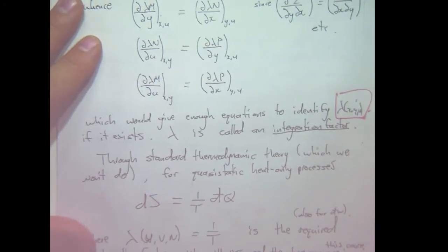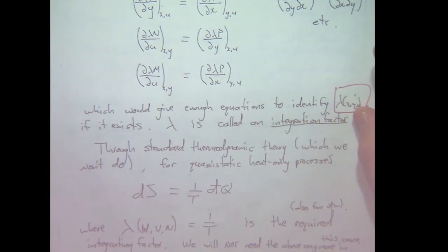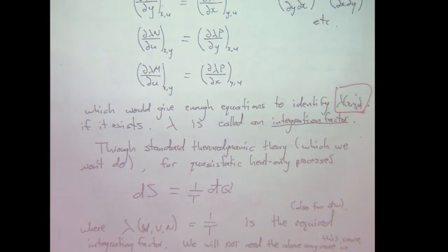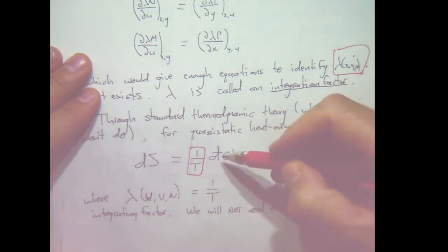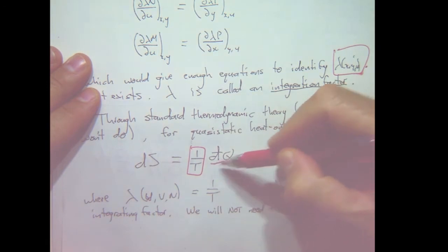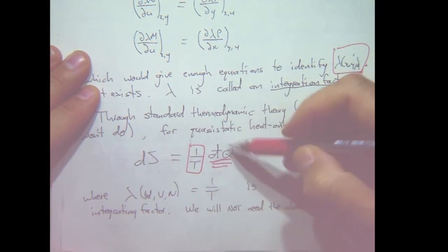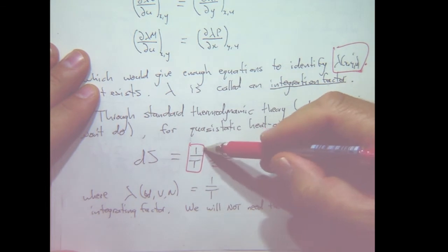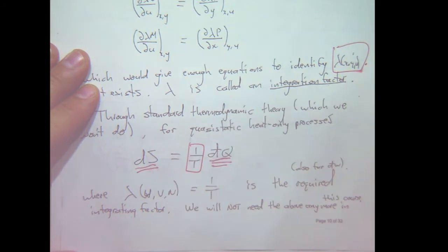And in standard thermodynamic theory, and even in axiomatic thermodynamic theory, it's a fairly short derivation to show that the integrating factor is 1 over the temperature. Any imperfect differential that we're interested in is dQ. So you multiply dQ by 1 over T, and you get a perfect differential. Yes.